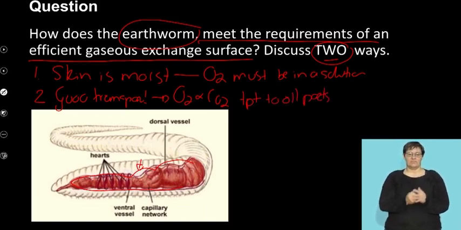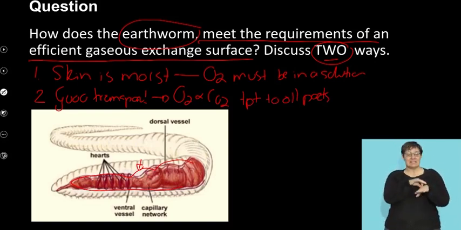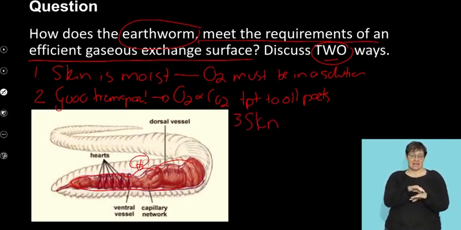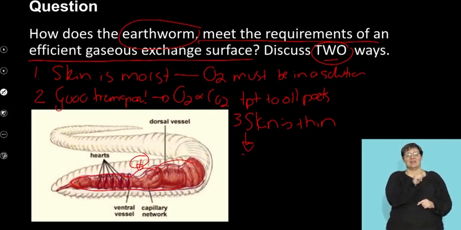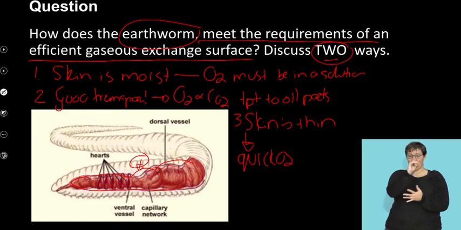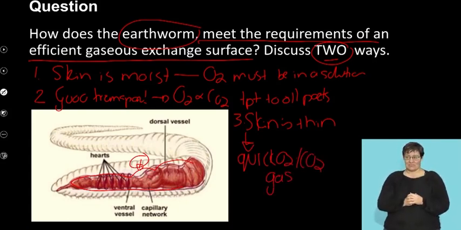Another thing you could maybe have spoken about, linking with the skin, right, I'm going to go over here. Probably you could have also said that the skin is thin, because that's what it is. And what do we need? Because the skin is thin, and it's permeable, that will make sure that it's quick for oxygen and carbon dioxide to be able to gaseous exchange.